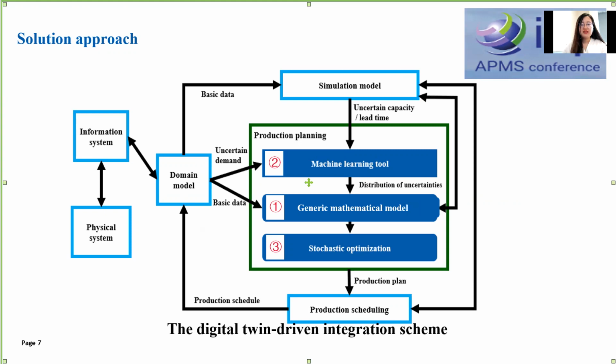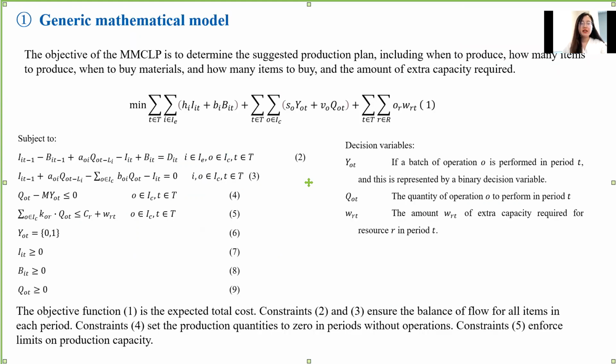We will introduce the machine learning tool, the generic mathematical model and the stochastic optimization point by point. First is the generic mathematical model. The objective of the problem is to determine the suggested production plan, including when to produce, how many items to produce, when to buy materials, how many items to buy, and the amount of extra capacity required.